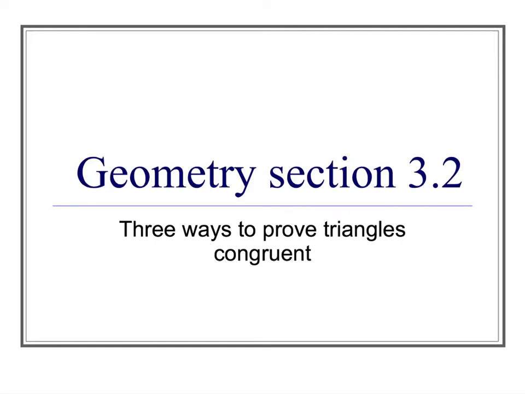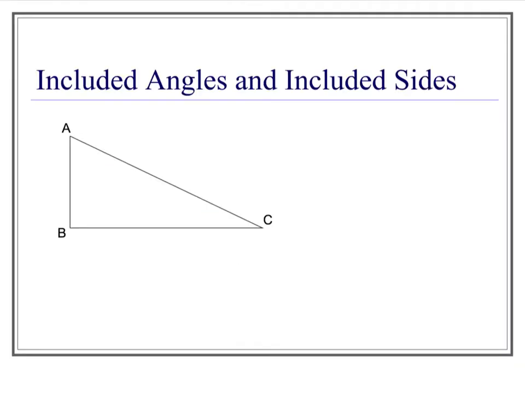We are now going to take a look at section 3.2 where we will start proving triangles congruent, a common theme in chapter 3. Before we start proving triangles congruent, we have to understand the concept of included angles and included sides. Another way of looking at the vocabulary word included angles, we can think of as in between.